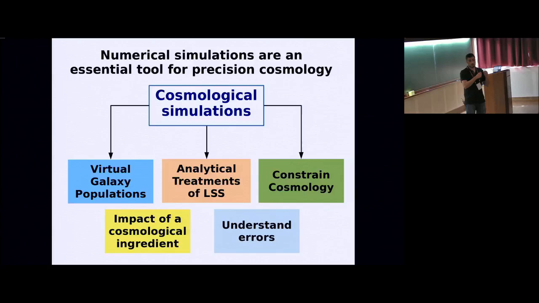We can use them to understand errors, and as you heard in the previous talk, it's very important to quantify the uncertainty associated with your measurements. In the universe, we cannot repeat the experiment many times, right? We have only one universe. So the most reliable way of associating uncertainty to our measurements is by numerical simulation.